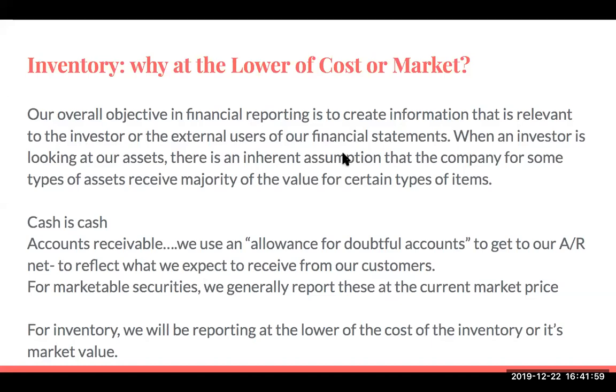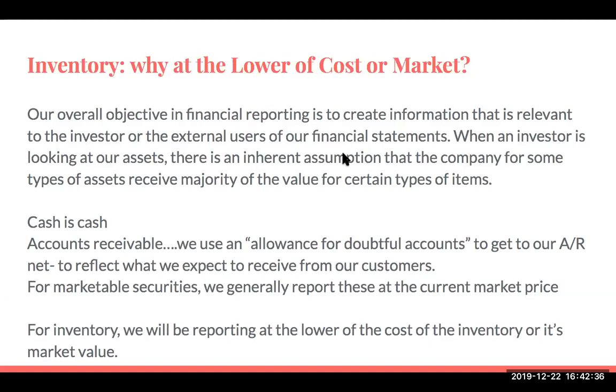Cash is cash. For accounts receivable, when we're showing accounts receivable on our financial statements, you're usually going to see accounts receivable, net. And why is it net? Because that net amount is what we're expecting to receive from our customers. So typically for accounts receivable, we use an allowance for doubtful accounts to reflect what we expect to ultimately receive from our customers. For marketable securities, we're generally going to report these at the current market price. There are some exceptions to that, but that's generally how we do it.